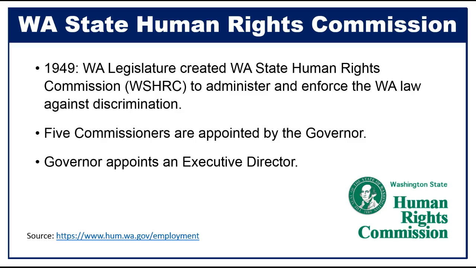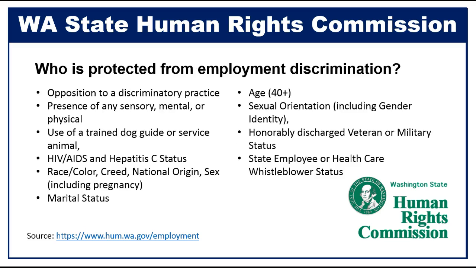So in our case, we've had this law for some time, and in fact have expanded it to protect more than what the federal law actually allows. And so you'll see here, there's quite an expansive list. In addition to what the federal government already includes, we have added things like sexual orientation, honorably discharged veterans or military status, the use of a trained dog guide or service animal, HIV/AIDS, and hepatitis C status, and so on. And so our laws actually go beyond what the federal law allows for protections.